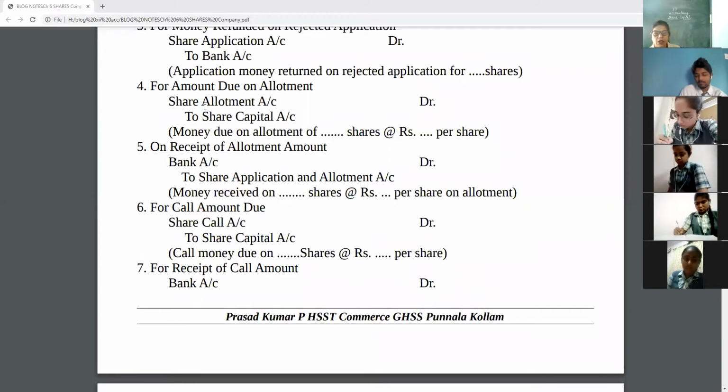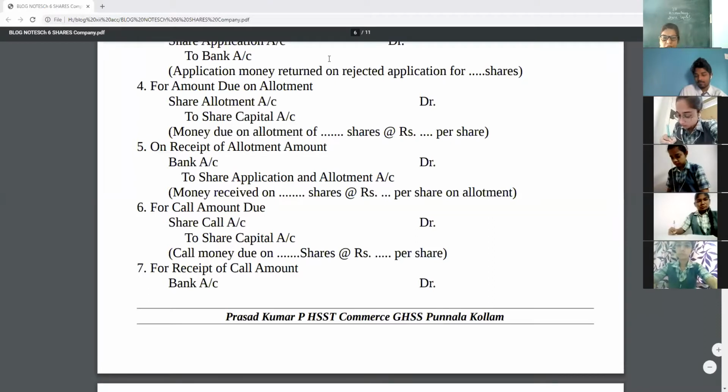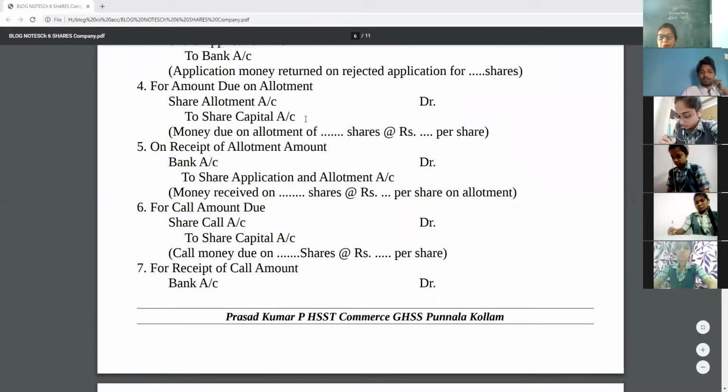Now the company has allotted the shares. So what can the company do now? Now the company can transfer the allotment to share capital. Narration: amount due on allotment of dash shares at dash rupees, means the number of shares and the money on the step of allotment.